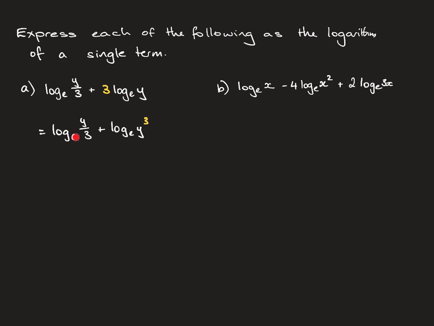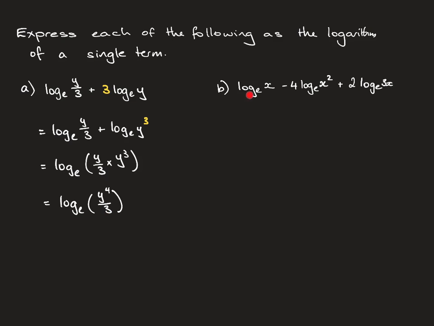Now we have log of something plus log of something else. The bases are the same, so we can use our log laws. A log plus a log is equal to the log of the product of those two things, so we multiply these two together and we get y to the 4 on 3.